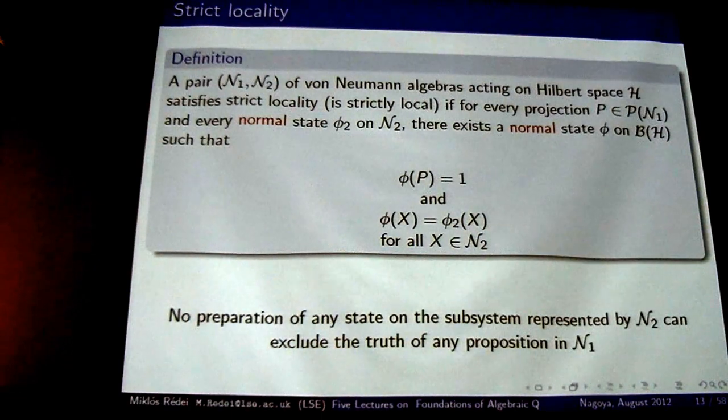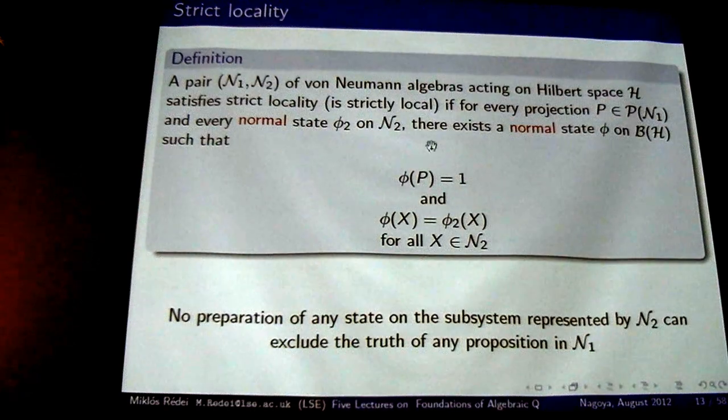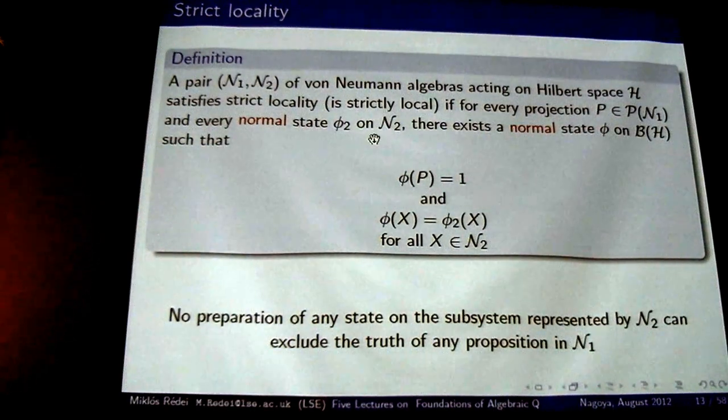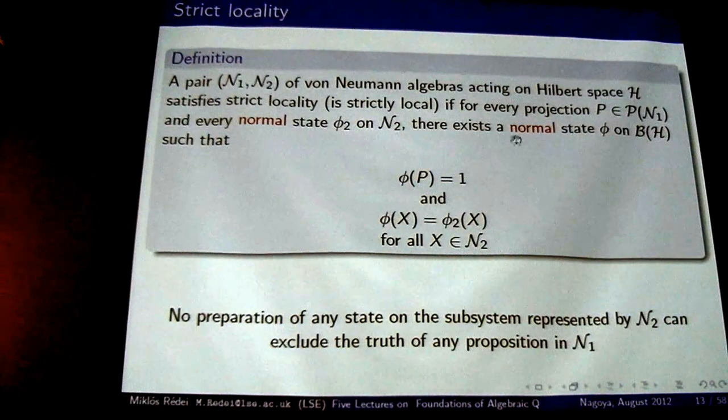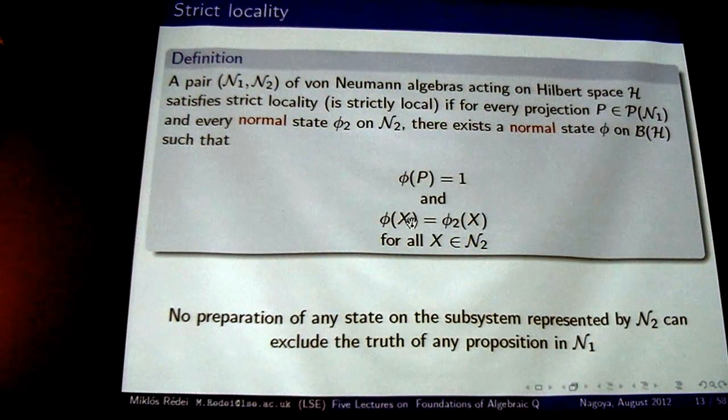Strict locality. A pair of von Neumann algebras acting in a Hilbert space satisfies strict locality if, for any projection in one of the projection lattices, and for every normal state on the other, there exists a normal state on the larger algebra such that the probability of the projection is 1, and that normal state coincides with the normal state on the other algebra. So no preparation of any state on the subsystem represented by N2 can exclude the truth of any proposition on the other system, N1.